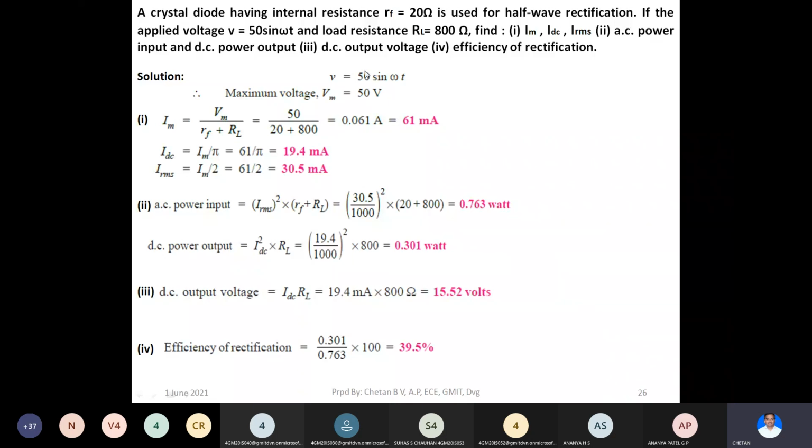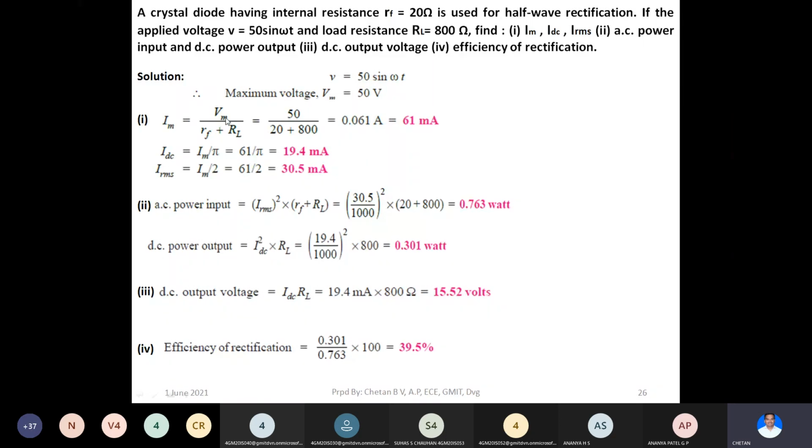So directly take this 50 from this equation as the value for Vm. This is the peak value of the voltage, so Vm is equal to 50. What is the first thing? We have to find out Im. So Im will be equal to peak voltage divided by resistance.